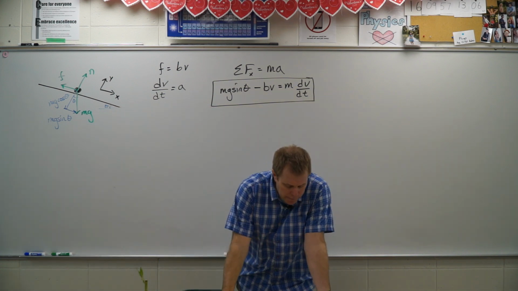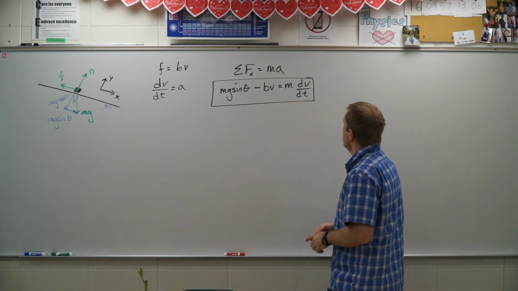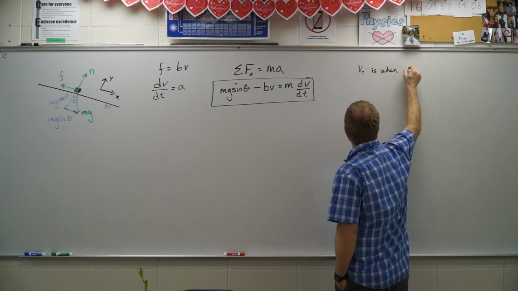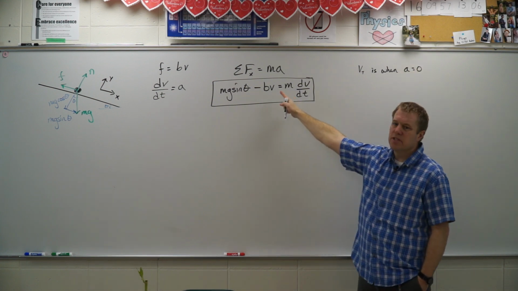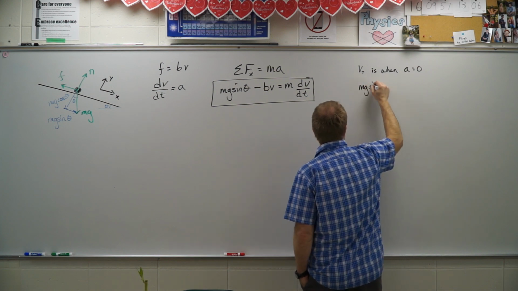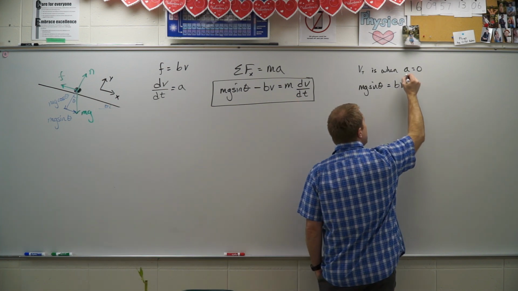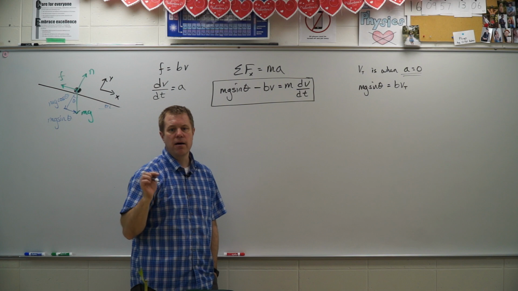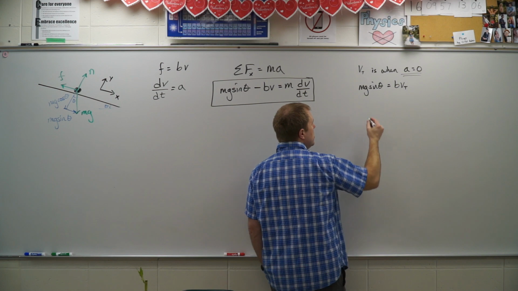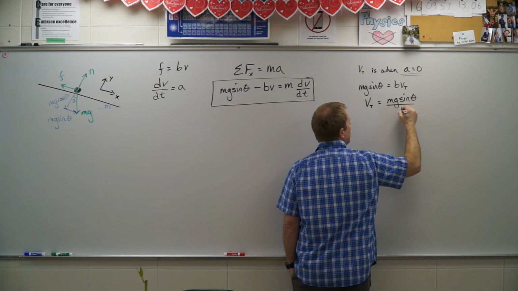Okay, part C says determine an expression for the terminal velocity of the skier. Terminal velocity, vt, is when acceleration equals 0. So basically I'm solving for the v when the acceleration is 0. So I can say then that mg sine theta equals bvt, since my acceleration was 0. It's key to write that out. They're probably going to give me points just for saying that acceleration equals 0 in this scenario. So now I know that my terminal velocity is going to be mg sine theta divided by b.